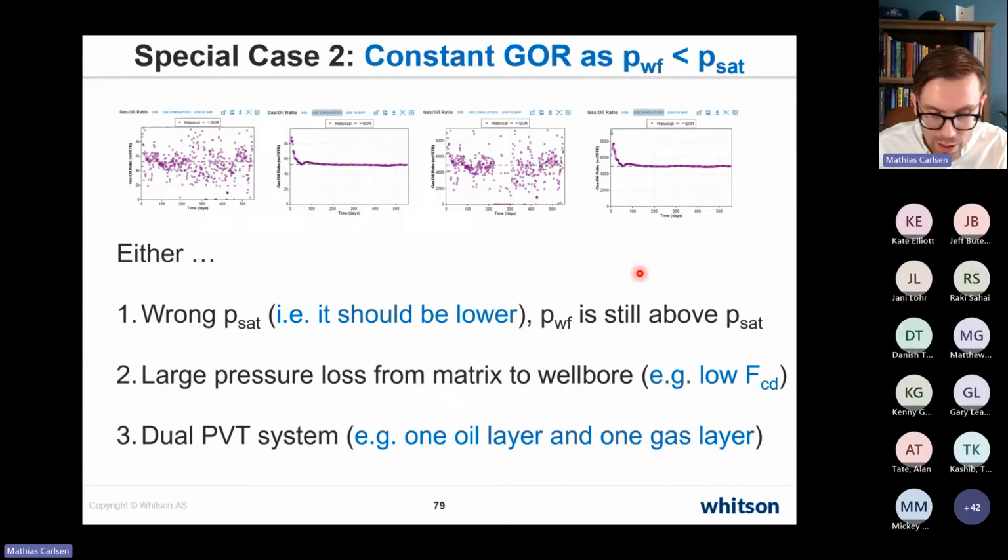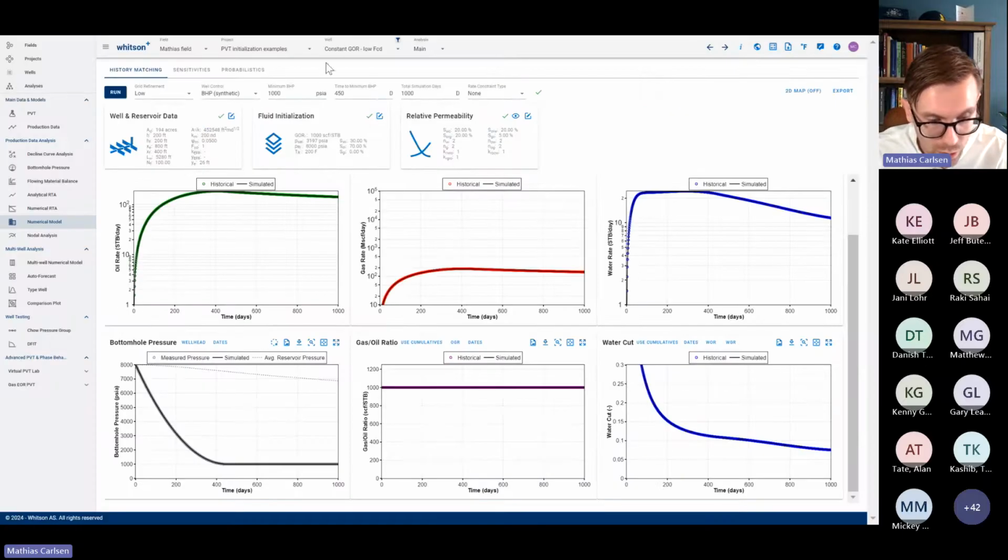And then the last one is what we call a dual PVT system. So you have one layer that is an oil layer, and you have another layer that is, for instance, a gas layer. And that's what you're dealing with.